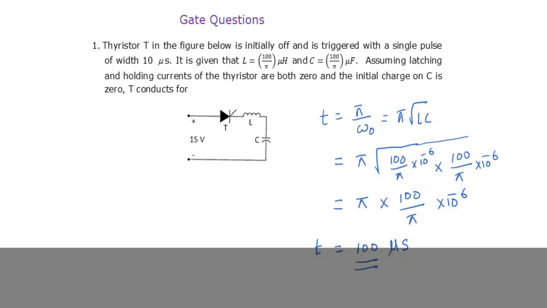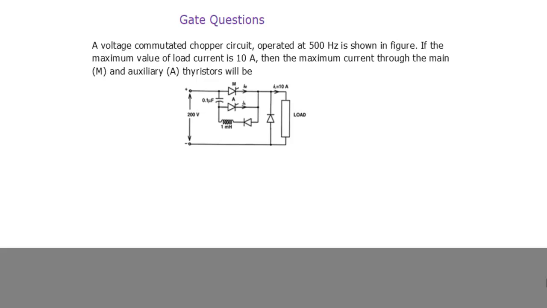Move on to the next question. The next question is given like this. A voltage commutated chopper circuit operated at 500 Hz is shown in the figure. If the maximum value of the load current is 10 ampere, then the maximum current through the main thyristor M and auxiliary thyristor A will be. So this is the main thyristor M, this is the auxiliary thyristor A.